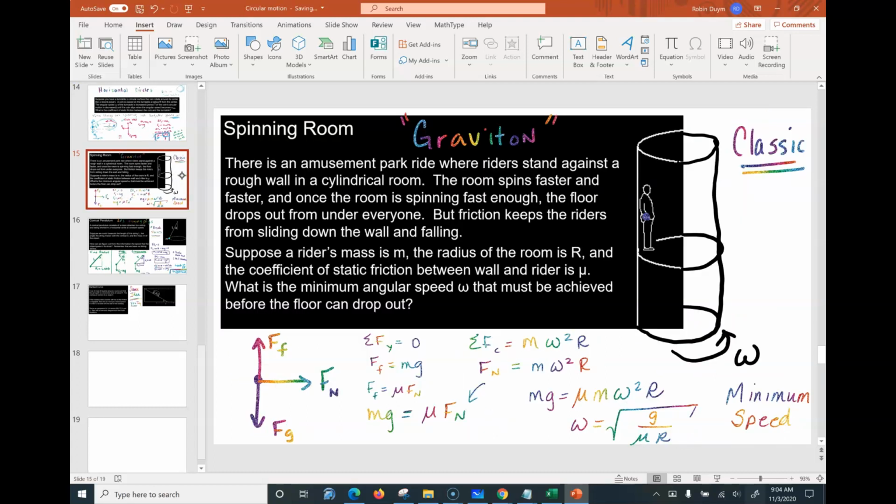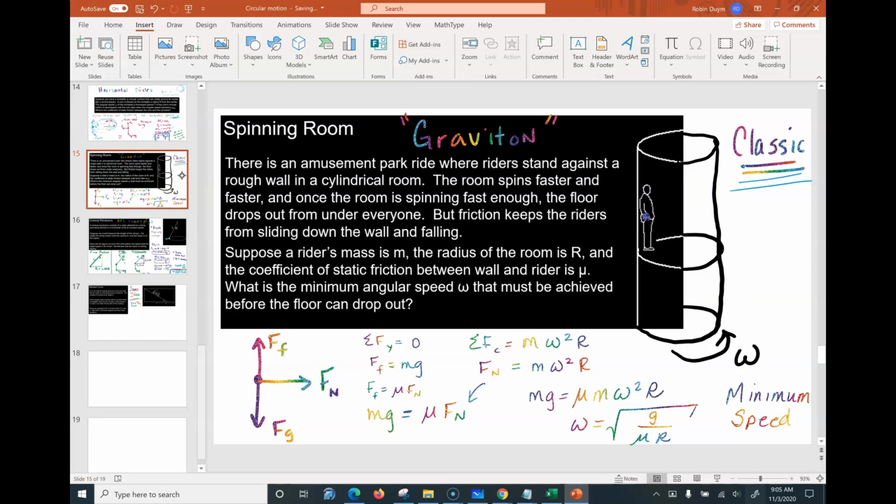All right, here's another classic, the graviton, or a spinning room. It's usually like a carnival ride where you get in and then they spin it really quickly and then they drop the floor out, but you stay still spinning even though there's no floor behind you. So this is a classic. You'll see this a lot. How do we approach this?